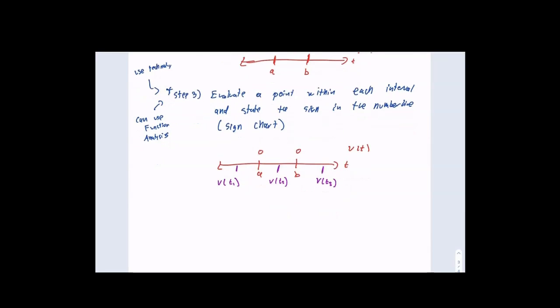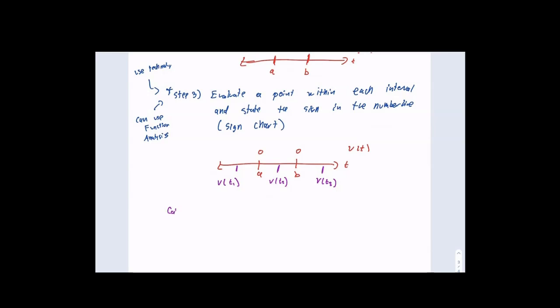Now, of course, you could do this without technology. You can just plug it in. But the idea here is that you're going to plug in a value that lands in that interval into the velocity.